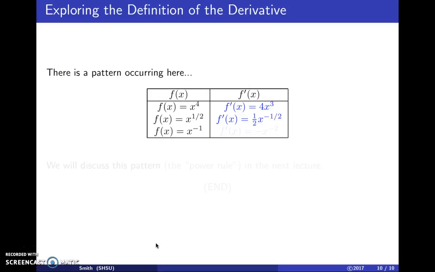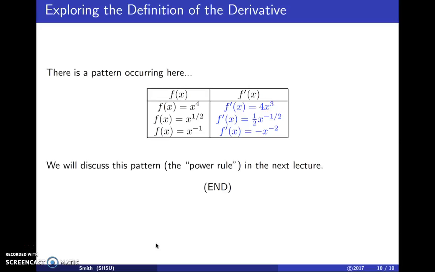If I want the instantaneous rate of change of 1 over x, or x to the minus 1, at a particular x value, it's minus x to the minus 2. There's a pattern occurring here. We'll call it the power rule that we'll discuss in the next lecture.